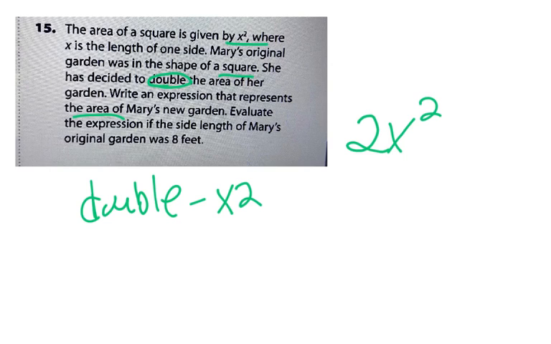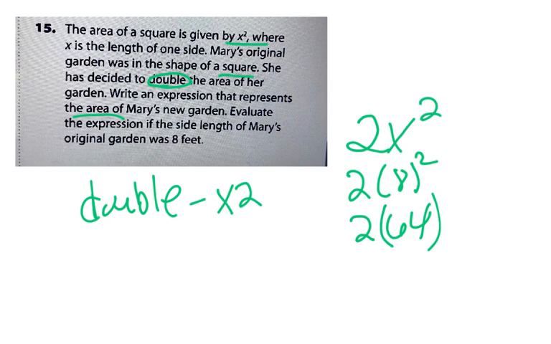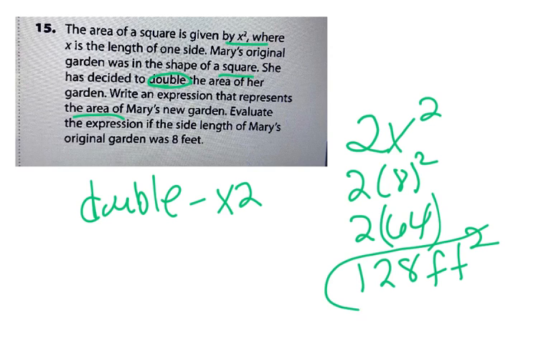So now they want us to evaluate the expression if the side length of Mary's original garden was 8 feet. So that's going to become 2 times 8 squared. So it's going to be 2 times 64. And I'm going to put that in my calculator. 2 times 64. I'm going to get 128 feet squared. Okay? I hope that makes sense.